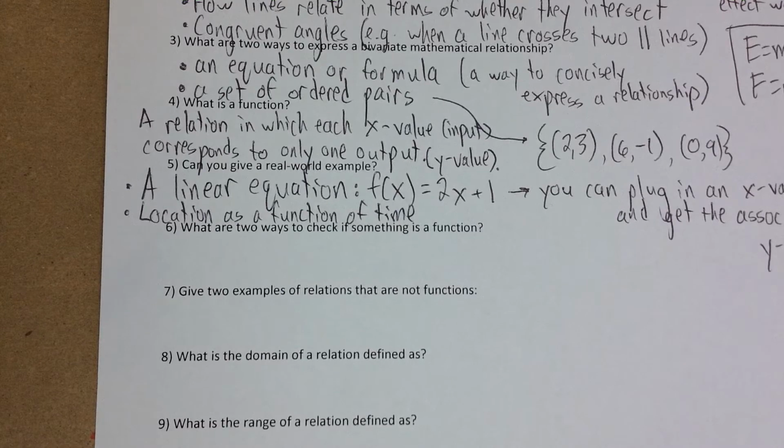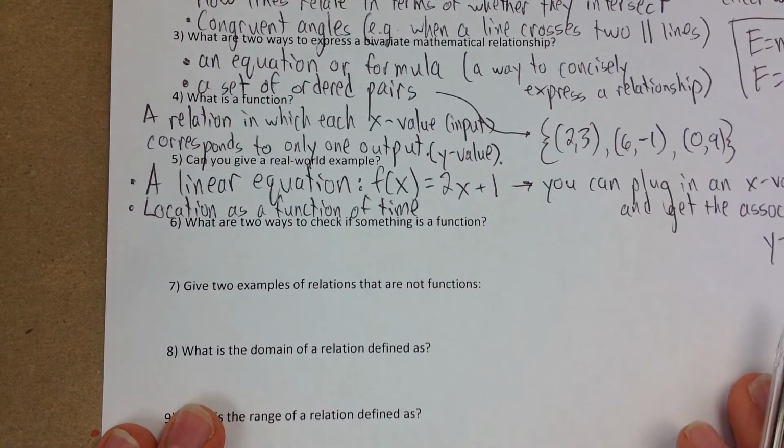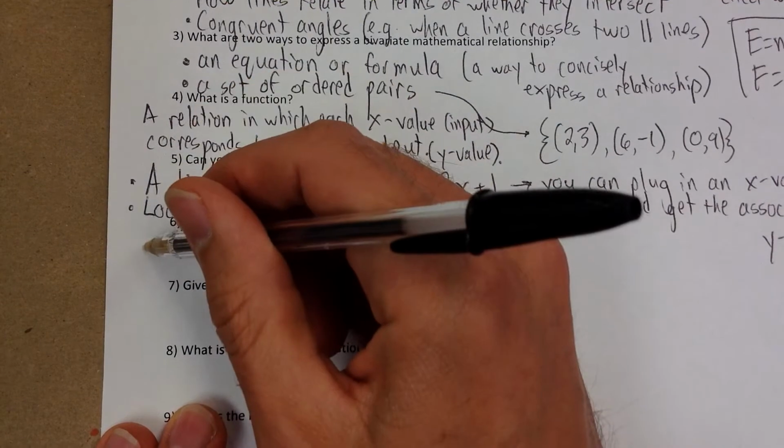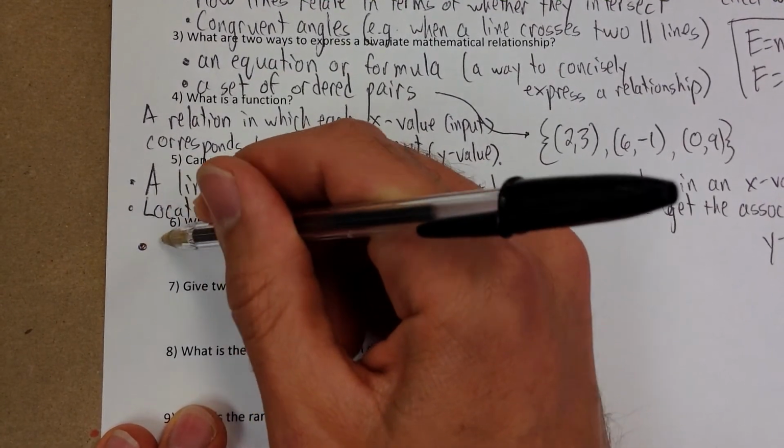Okay. What are two ways to check if something is a function? Surely you told us one of them. Could you repeat it for us? Mapping. Mapping? Okay. And vertical line test. Good.